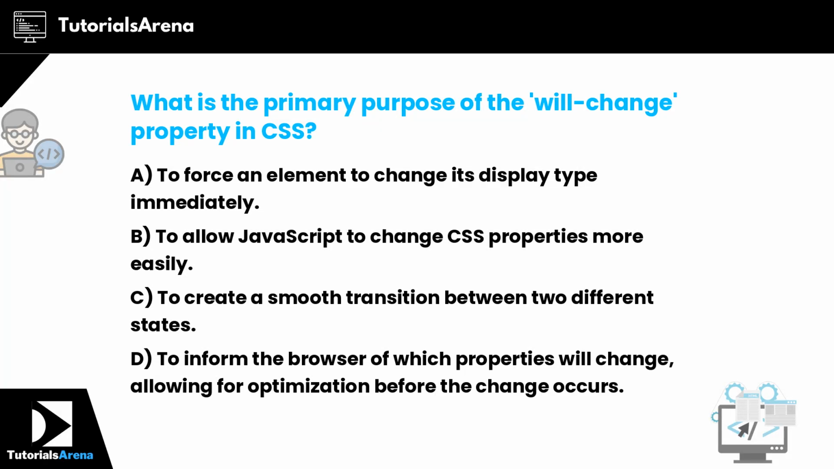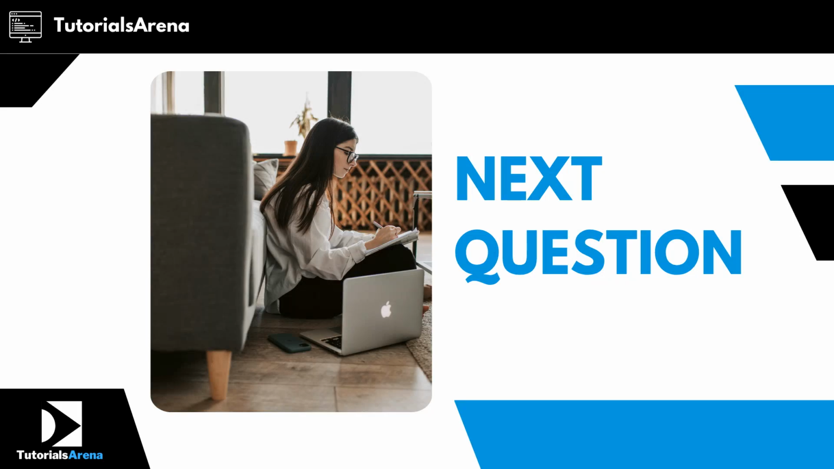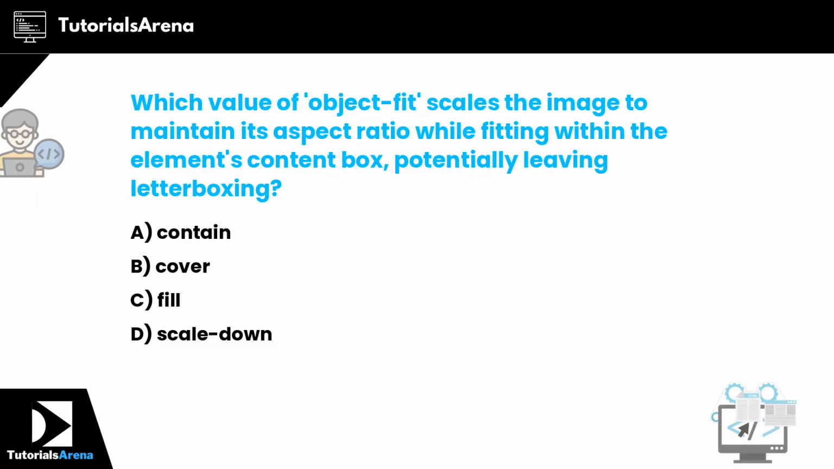What is the primary purpose of the will-change property in CSS? The correct answer is option D, to inform the browser of which properties will change, allowing for optimization before the change occurs. Which value of object-fit scales the image to maintain its aspect ratio while fitting within the element's content box, potentially leaving letterboxing? The correct answer is option A, contain.